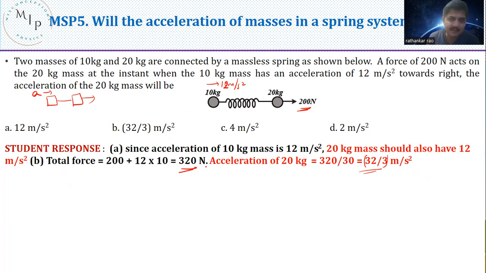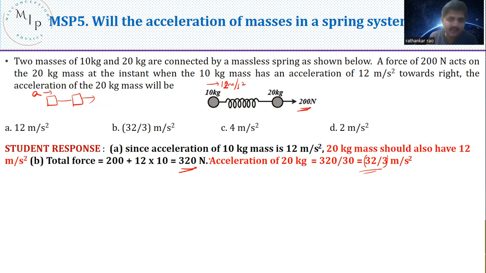Now, first of all, if I arrive at this answer, that means I have definitely not understood what a spring is. If I arrive at this answer, I have not understood what you mean by FBDs. Now let us look at how to solve this problem. So I have addressed both the misconceptions here.